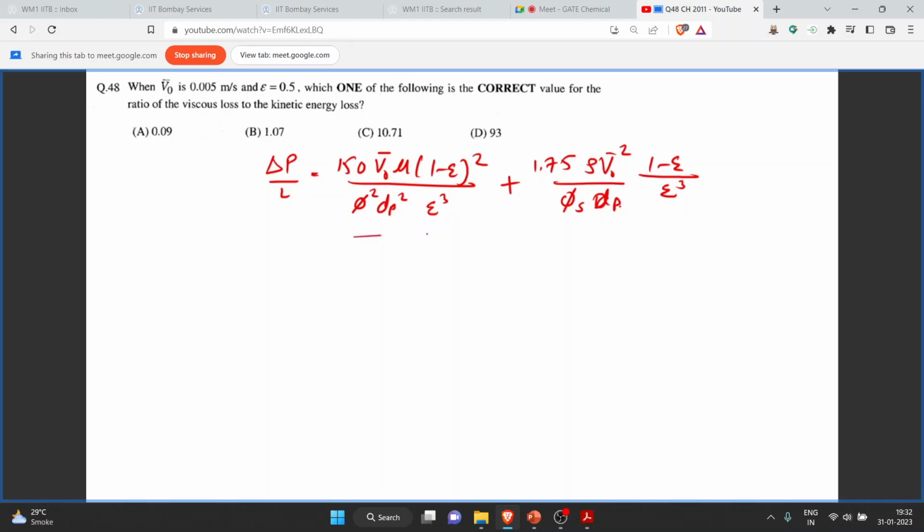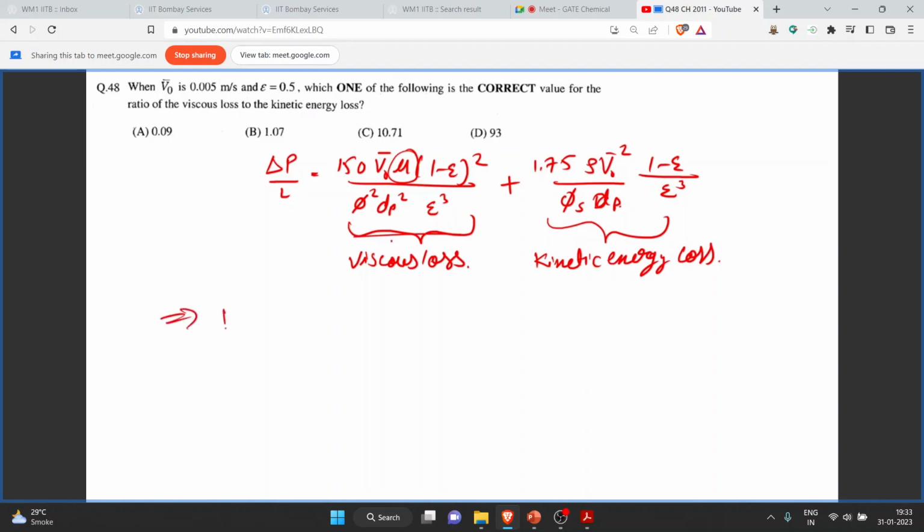So in the first term you can see that the viscosity is present. So the first term accounts for the viscous loss, and in the second term you can see that we are having the velocity square. So basically that accounts for kinetic energy loss. And in the question, we have been asked to find the ratio of viscous loss to kinetic energy loss. That is basically the ratio of the first term to the second term.